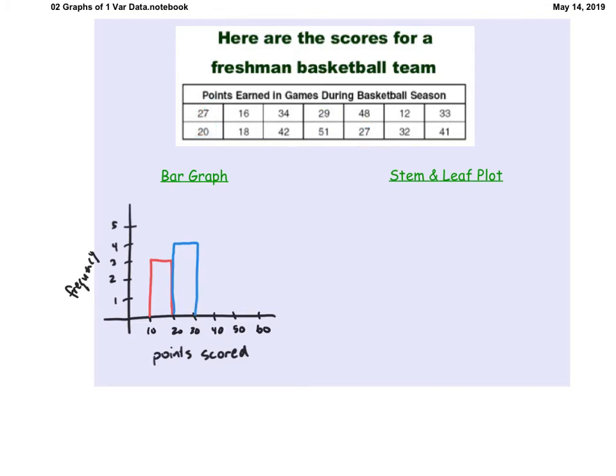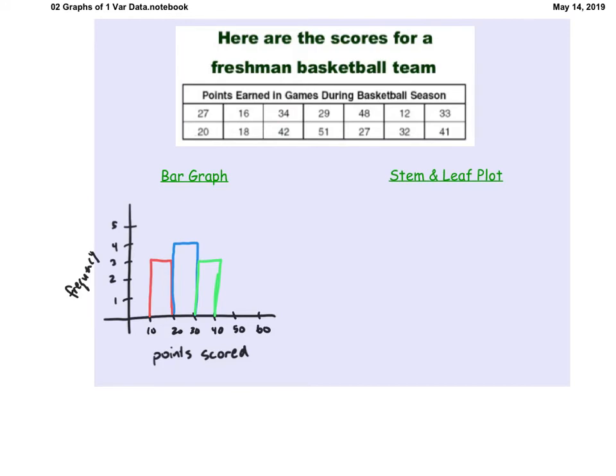Okay, let's go on to the next one. So we're looking at 30 to 40. I have 1 and 2 and then 3, so we'll make a bar that goes up to 3. I'm kind of out of colors, so I think I might need to repeat. Let's go back to red.